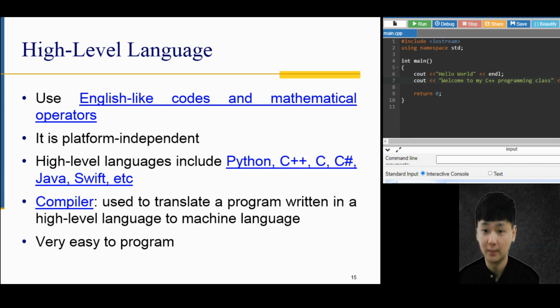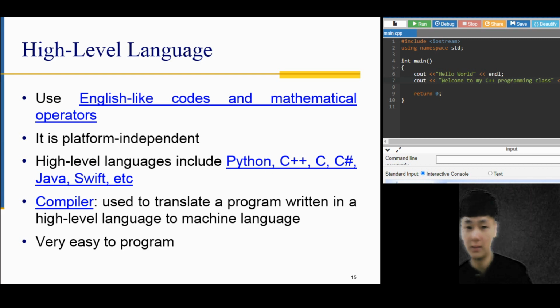Again, this higher level language cannot be understood directly by the computer system. It needs a translator to translate all this higher level language into the machine language. So this translator, we call it a compiler. This compiler will be used to translate a program written in the higher level language to the machine language.